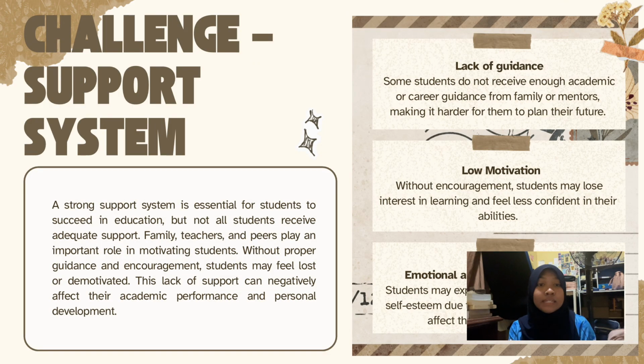So moving on, besides the challenges in social mobility, we also have support system. A strong support system is essential for students to succeed in education, but not all students receive adequate support. Family, teachers, and peers play an important role in motivating students. Without proper guidance and encouragement, students may feel lost and demotivated. This lack of support can negatively affect their academic performance and personal development.